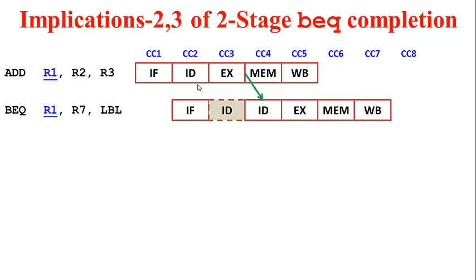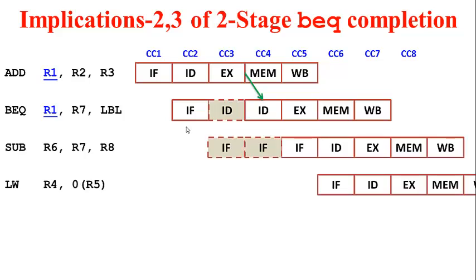So the ID stage which was done for the branch equal instruction in clock cycle number 3 is cancelled out on realizing that in clock cycle number 3 the correct value of R1 is not available. Now in which clock cycle can the next executed instruction after the branch enter the pipeline? It can enter the pipeline in clock cycle number 5. This is because the 2-stage branch completion completes only by the end of clock cycle number 4 in this example.